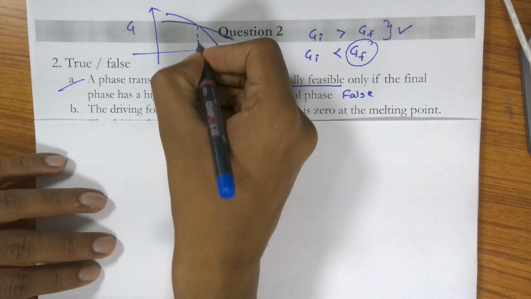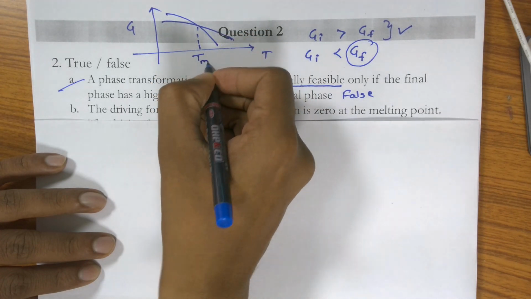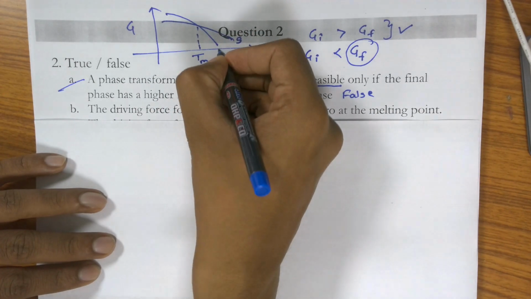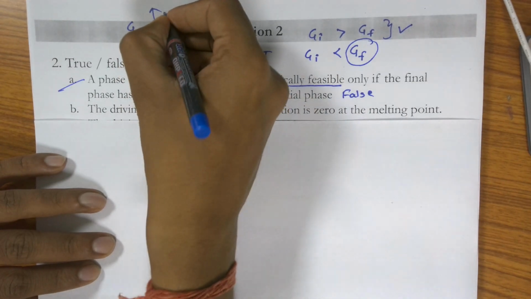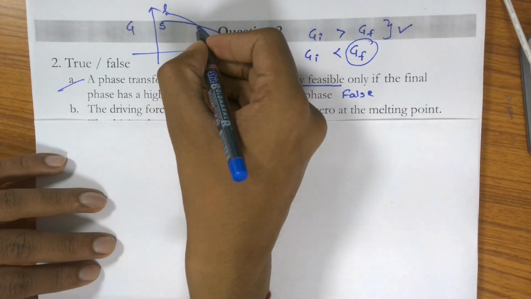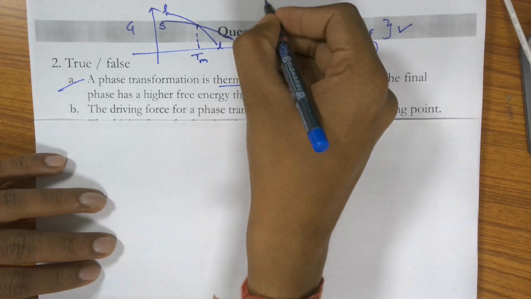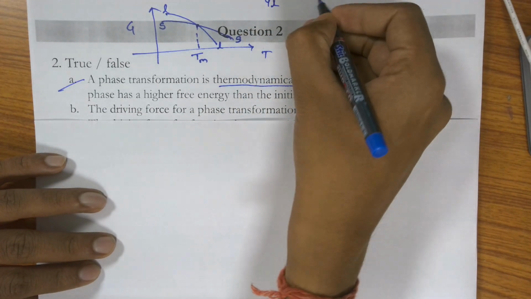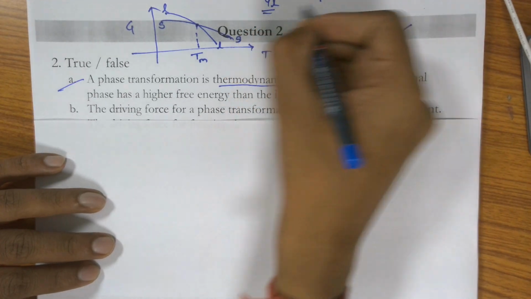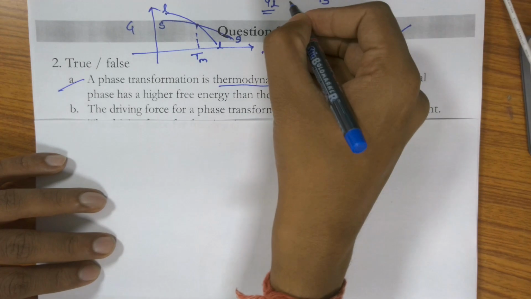Let us say this is a melting point. This is the solid graph and this is the liquid graph. We know at the melting point, the Gibbs energy of the liquid and the Gibbs energy of the solid are equal.